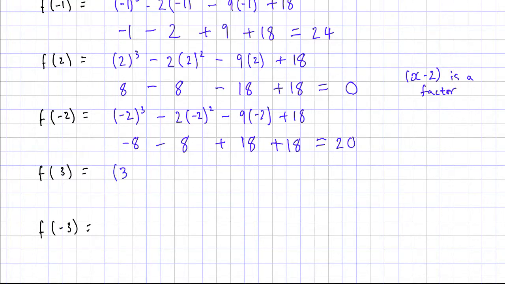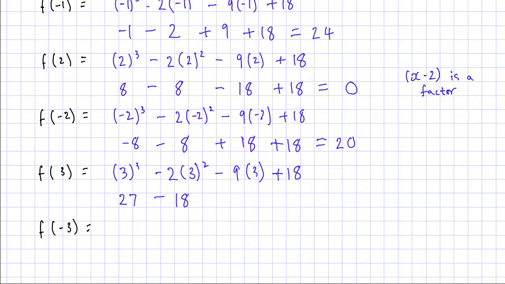3 cubed minus 2 times 3 squared minus 9 times 3 plus 18. 3 cubed is 27. So minus 2 times 3 squared, that's going to be minus 18. Minus 9 times 3 is minus 27. And I have plus 18. Okay, so I have 27 and minus 27, that's going to give me 0. Minus 18 and 18, that's going to give me 0. So this is 0 as well.